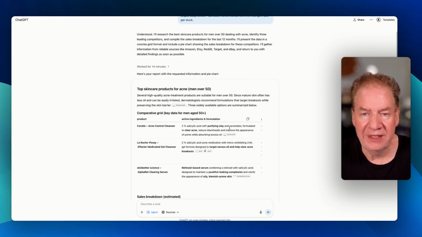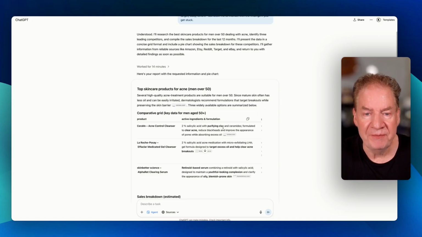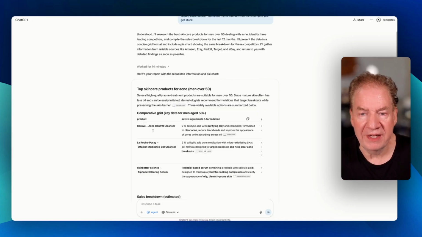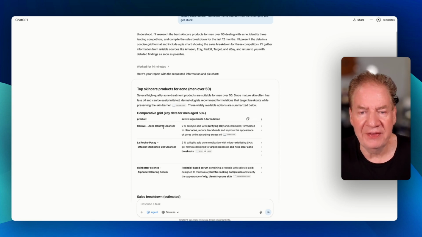So here's the grid. Now, I could have gone out and said, give me 10 products, 5 products, what have you. I said, give me 3. CeraVe, kind of figured that's going to be at the top here. La Roche-Posay, never heard of it. Effaclar medicated gel cleanser, interesting. Skin Better Science, Alpha Ret Clearing Serum. I could have asked for more data around these.